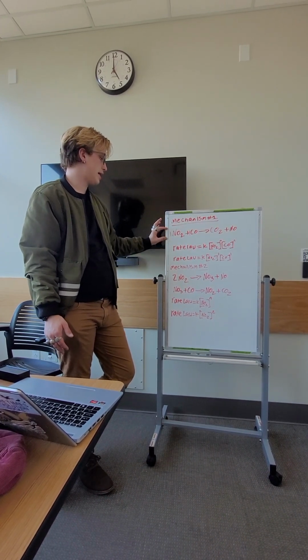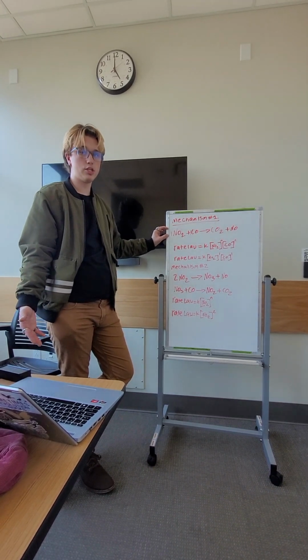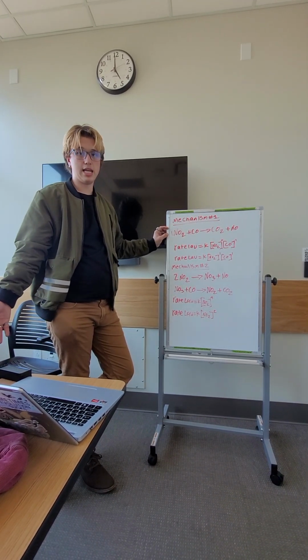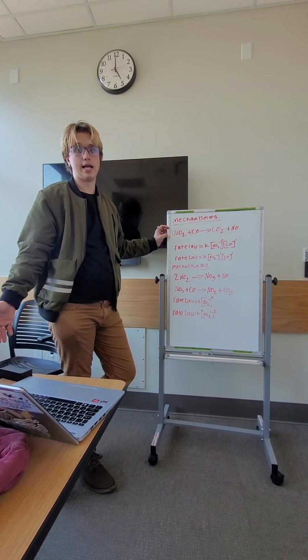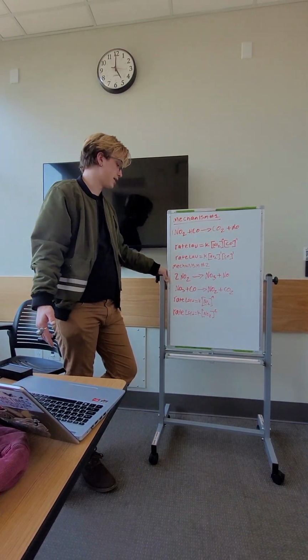And the reason we can do that is, again, it's an elementary reaction, so we're just using the stoichiometric coefficients because we're not given any experimental data to devise experimental m and n. We have to go based on the information given.